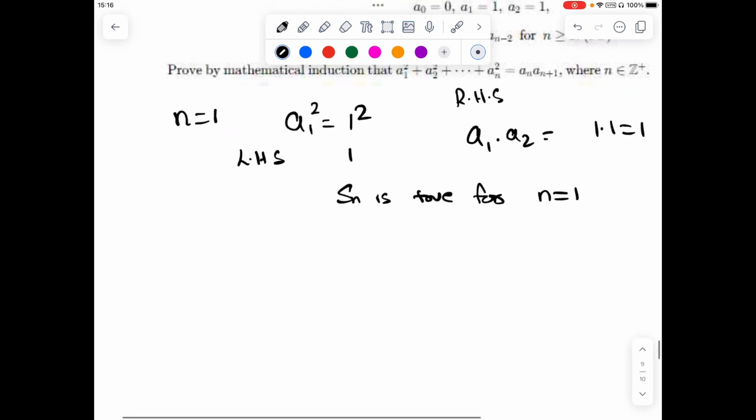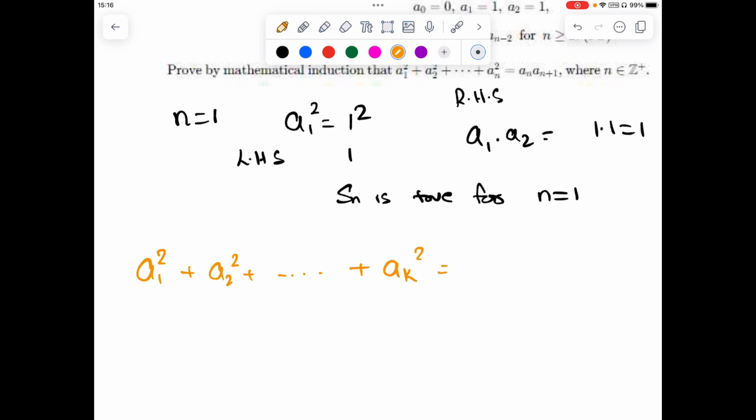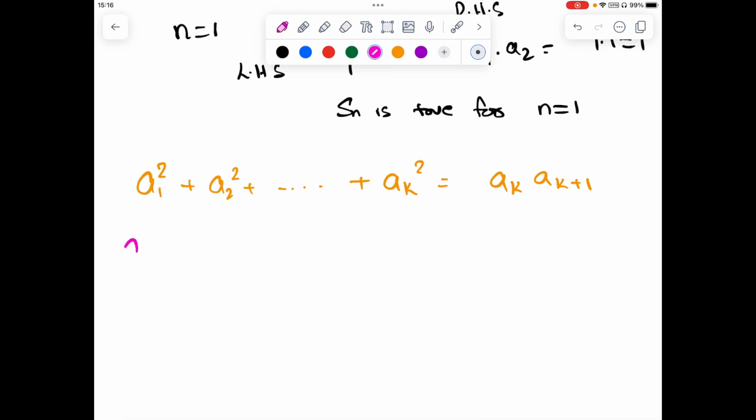Let us assume that it is true for n equals k. So that becomes a1 square plus a2 square plus and so on plus ak square equals ak times ak plus 1. Now I have to prove that it is true for k plus 1: a1 square plus a2 square plus and so on plus ak plus 1 square should equal, what should I prove? ak plus 1 times ak plus 2.